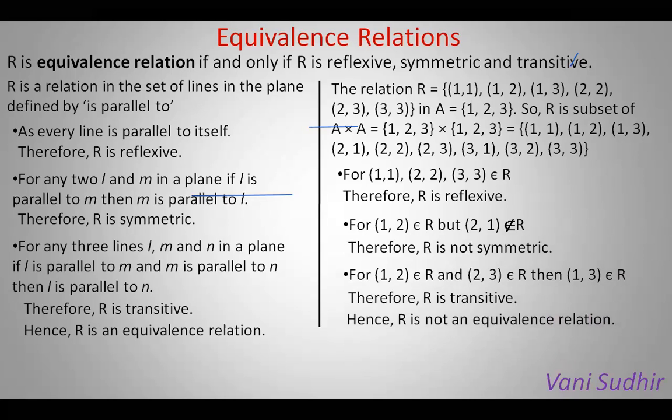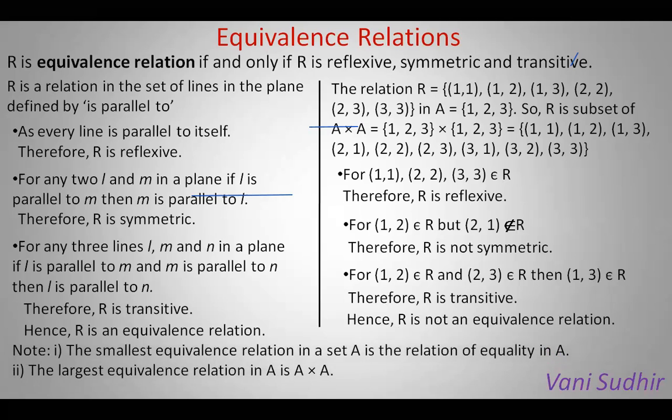In this slide, what extra you learn, which will not be there in your textbooks, that note I have written. See, if you want the smallest equivalence relation, for some relation R1, if it contains (1,1), (2,2), (3,3), it is the smallest equivalence relation. It will satisfy reflexive, symmetric, and transitive properties. The smallest equivalence relation in set A is the relation of equality in A. "Is equal to" is the smallest equivalence relation. It will satisfy all three properties.